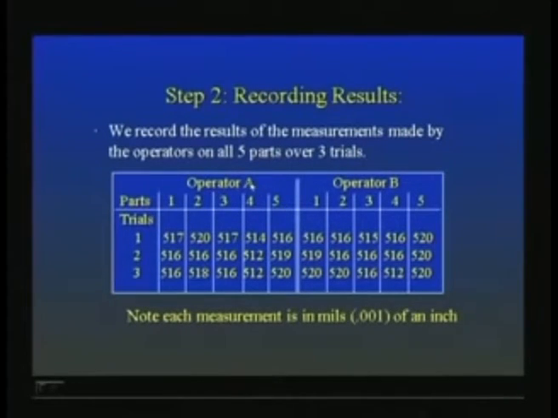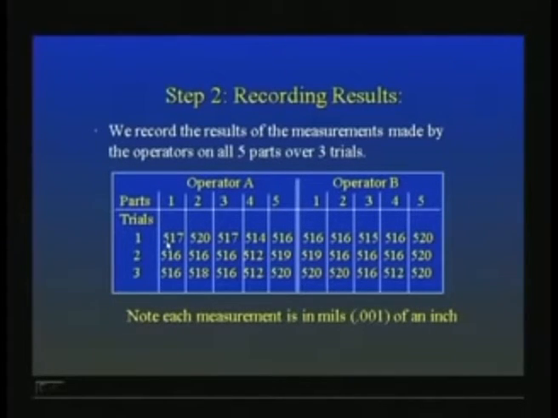I ask operator A to repeat the measurements on part 1 3 times. Repeat the same kind of reading on part 2 3 times. Repeat the readings of part 3 3 times, and so on and so forth. Then I take the same parts, and I know exactly which parts those are. What is the identification? I know that. So part 1 is again given to another operator. Part 1 is given to operator B, and he makes 3 measurements there. And again he makes 3 measurements of part 2, 3 measurements of part 3, and so on and so forth.